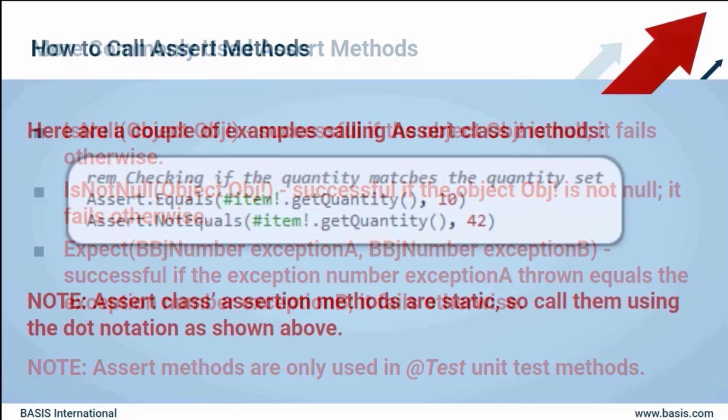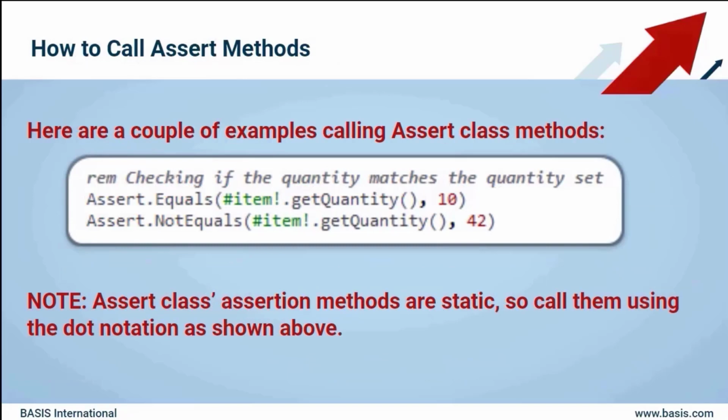So here are a couple examples calling assert class methods. You can call assert equals with two values. You can call not equals with a value of your choice and then a comparison value and so on. Remember that assert class methods are all static, so you call them using the assert dot notation as shown above, where assert is the name of the class. So you're calling static methods.